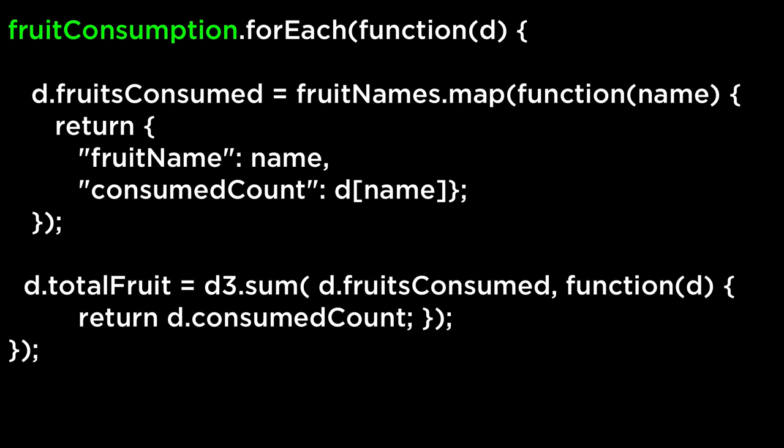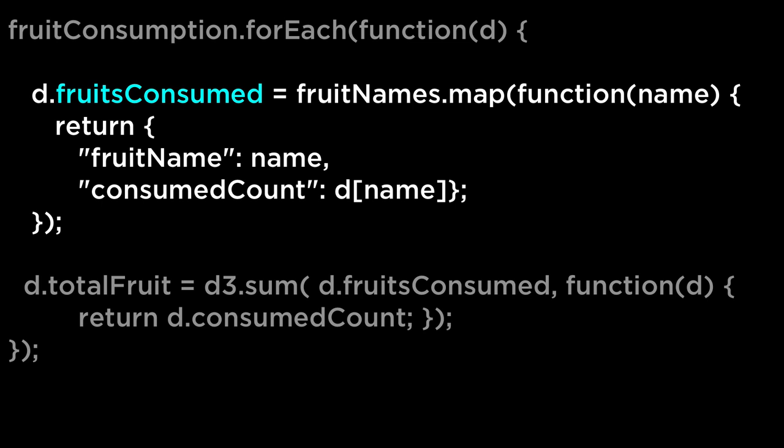Next, we put right to wrong the two things we noticed about our data set earlier: 1, that the keys contain data, and 2, that we did not have a total fruit consumption count per season. Let's look at how we fix the issue of the keys containing data. To do that, we want to create a new key value pair inside of the fruit consumption object. This new key value pair will have the key name of fruits consumed.